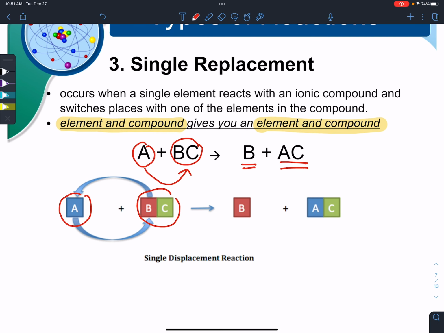It's important to note that this has to be an ionic compound because ionic compounds, remember, are not really bonded. They're simply attracted to each other because of their charges. You cannot do this with a covalent compound. But most of what we're going to be working with in this particular unit when we deal with compounds are ionic anyway, so you don't really have to worry too much about that.